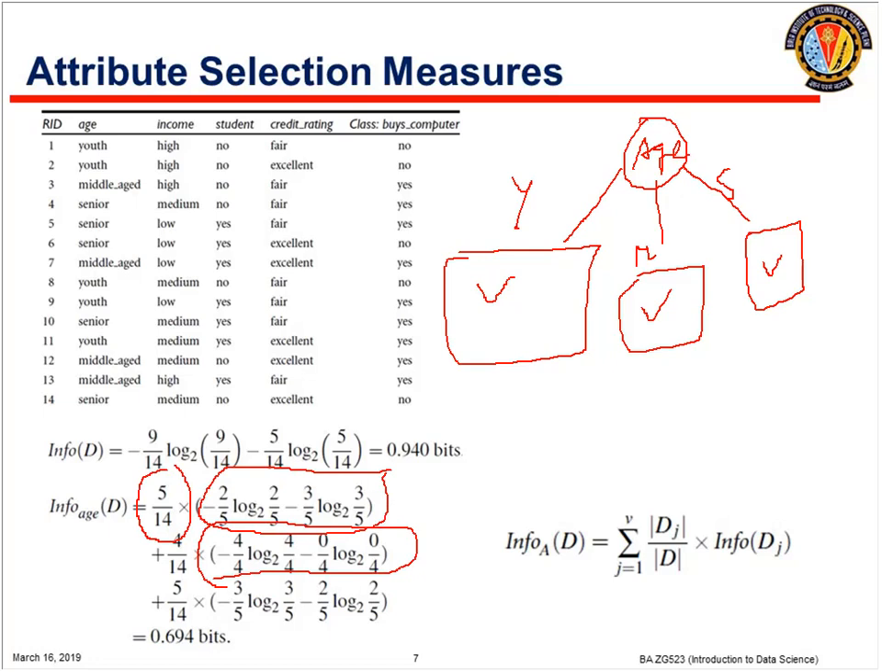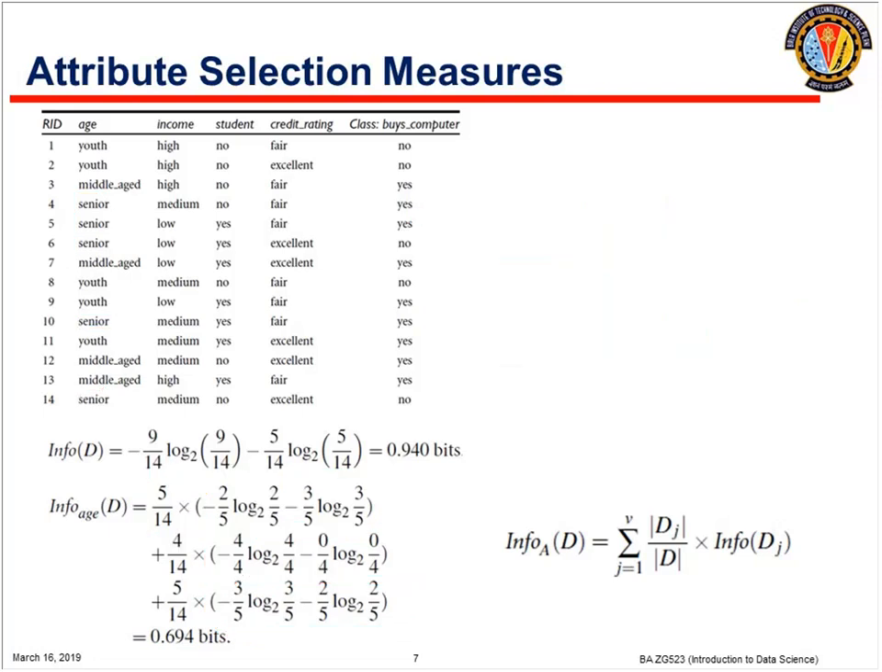And for seniors, again there are 5 seniors. When you select senior, that is 5 by 14. In these 5 there are 3 yes and 2 no. So it is 3 by 5 log 3 by 5 minus 2 by 5 log 2 by 5. That is what you do at the end, and you calculate the entropy here. So it came out to be 0.694. Just make sure that you are getting this result.